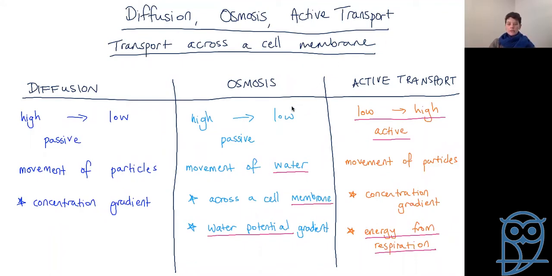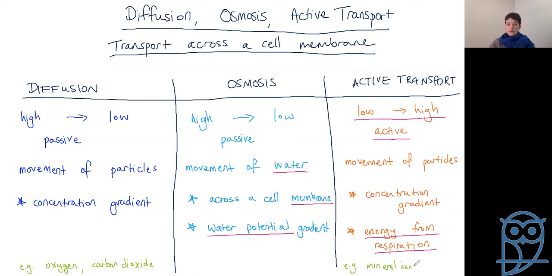Okay, so a few examples. Diffusion would be movement of oxygen, carbon dioxide. Both of these are able to just simply diffuse across a membrane. When it comes to osmosis, there is only one example. That would have to be water. When it comes to active transport, root hair cells, mineral ions.